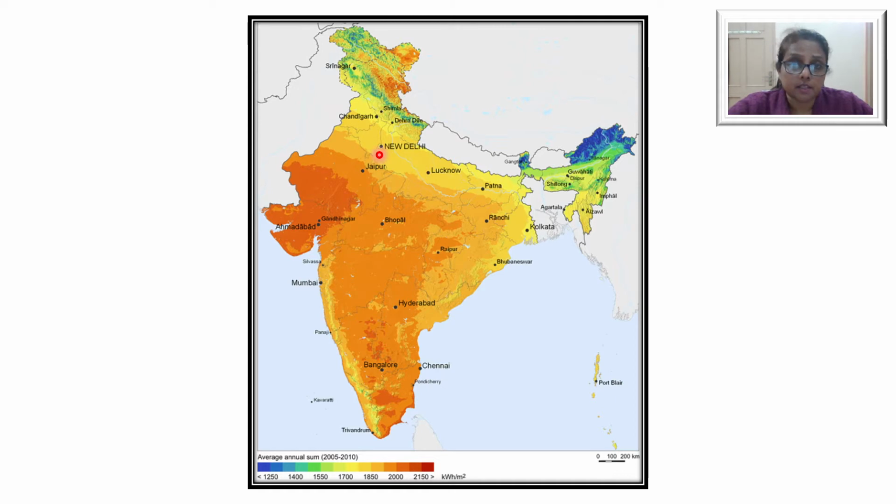And it is during this time that we also experience the hot, dry local wind, which is known as the Lu. During the winter, the average temperature can be 22 to about 25 degrees centigrade in the coastal areas. So the coastal areas have a more moderate climate because of the influence of the seas, whereas the interior part of India experiences about 15 to 18 degrees centigrade.